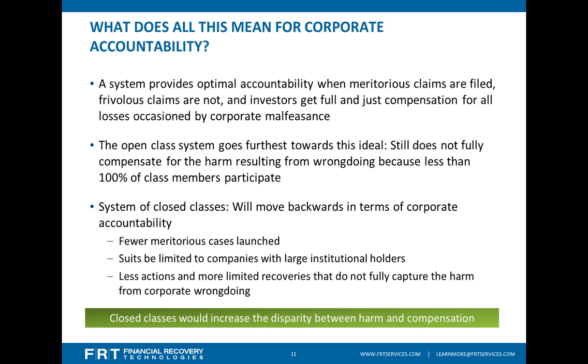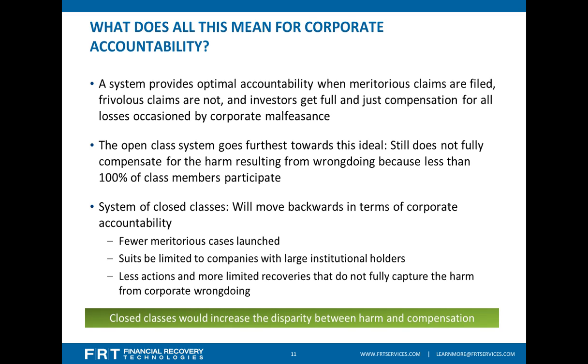With open classes, we see far less than 100% participation by class members because settlements are based on claims actually submitted rather than on estimates of the losses for all class members as they do in the U.S. The Australian recoveries will never fully compensate for the harm. If we move from open to closed classes, fewer good cases will get filed. Closed classes means more book builds. Cases will be riskier to finance. They'll take longer to launch.